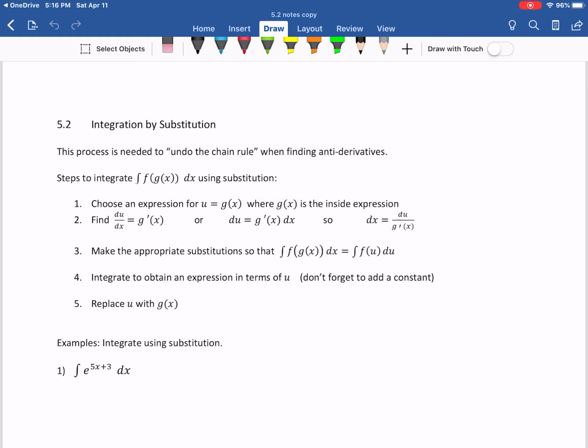We're going to continue our discussion on integration by learning about a new technique in this section called substitution. This is sometimes called U-sub for short. U-sub means the same as substitution.